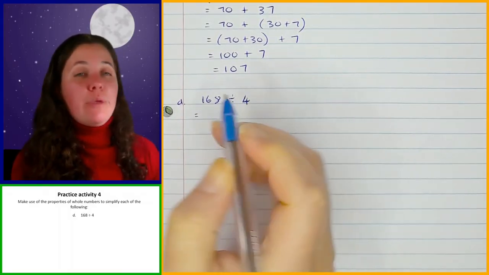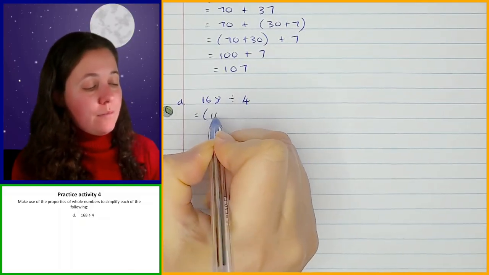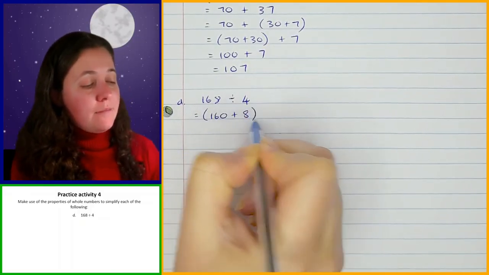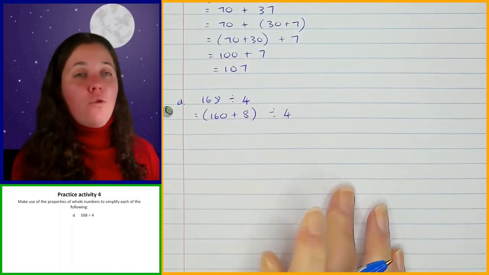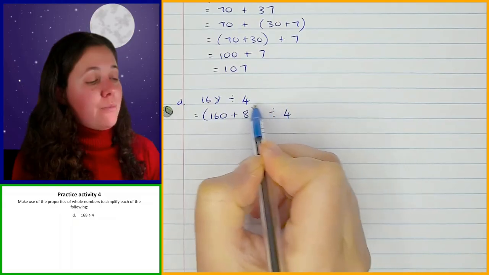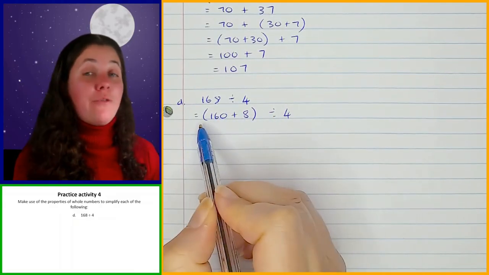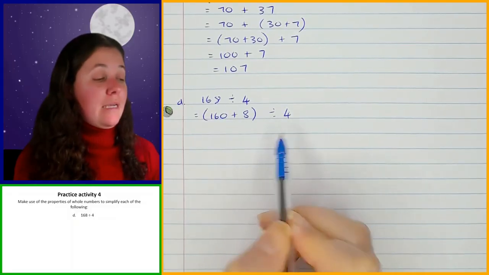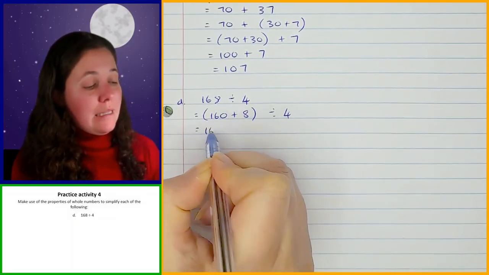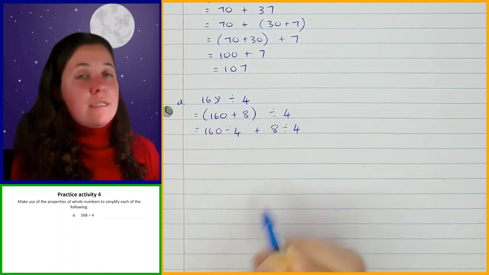But what we can do is split up the 168 into 160 plus 8 and divide by 4 by using the distributive law. So I'm going to distribute the 4 into that bracket because I can with division. Remember, when the bracket is before the division sign, here I can do it. So I'm going to divide the 160 by 4 and the 8 by 4 separately.